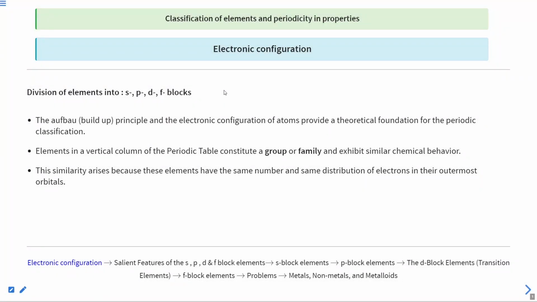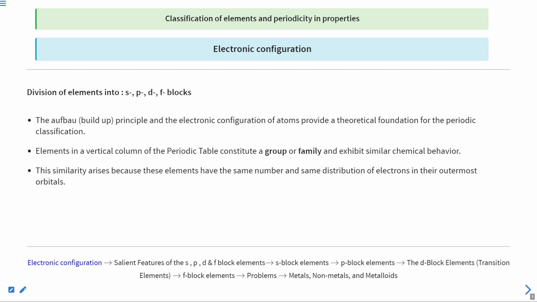So till now we have seen the electronic configuration of all the elements in the long form of the periodic table. Now we will try to divide the elements on the basis of the orbital in which their last electron goes. On that basis we have four blocks: S block, P block, D block and F block.